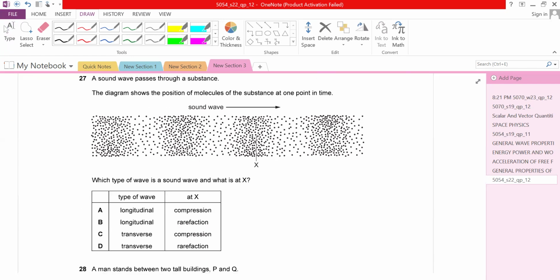Question number 27. A sound wave passes through a substance. The diagram shows the position of molecules of a substance at one point in time. Which type of wave is a sound wave and what is X? A sound wave is a longitudinal wave and X is a compression, because the particles are coming closer to each other and they are at the maximum pressure.